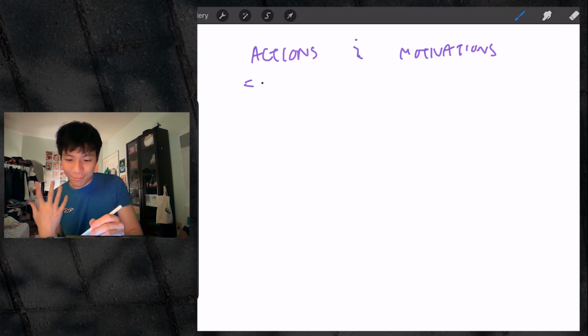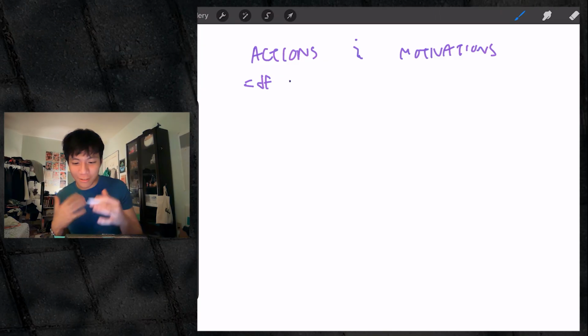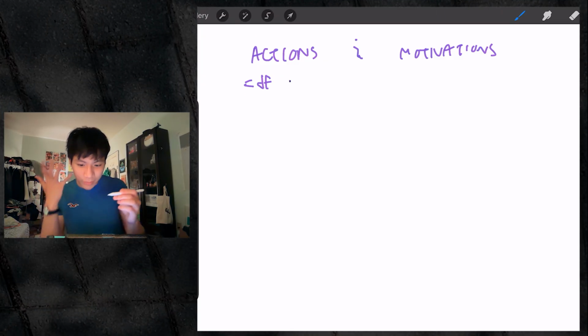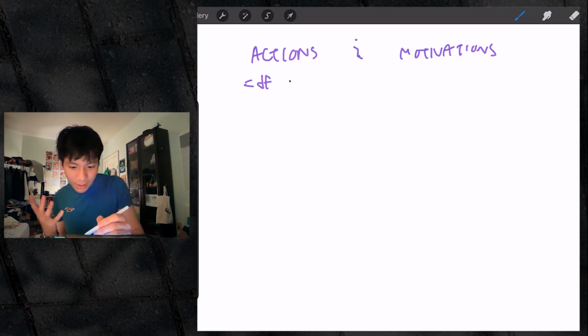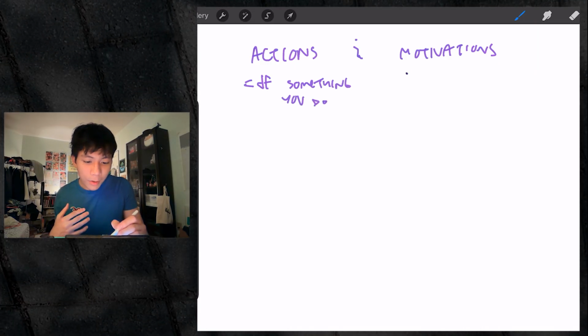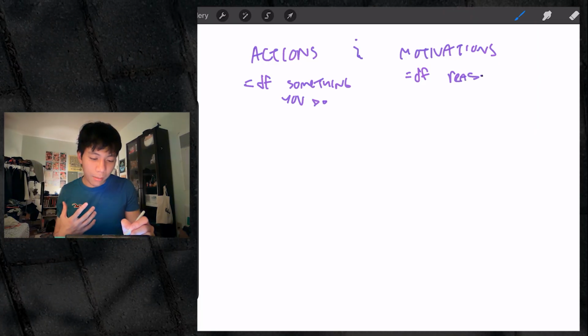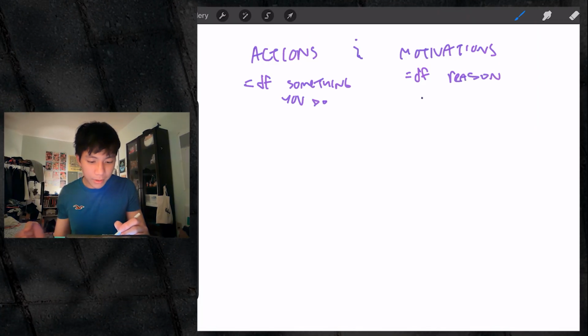So, defining an action. I'm going to use the notation of equals df as a way to define these terms. An action is just something that you do. And a motivation is a reason that causes an action to be brought about.